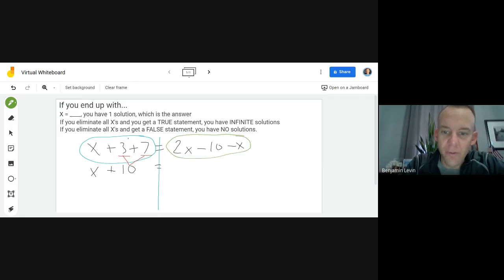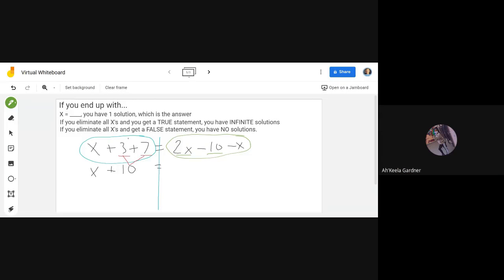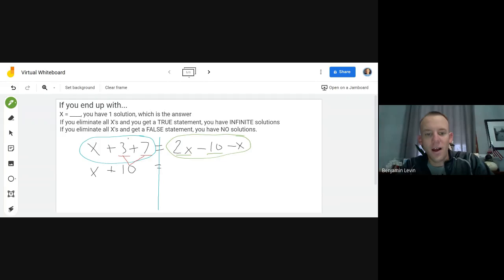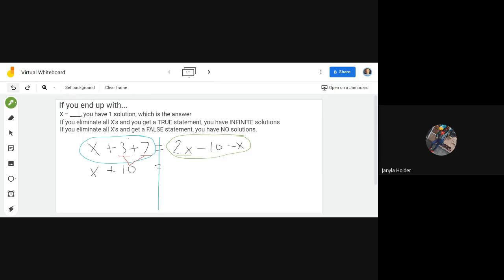What do we have? What can we add together? Can we add 2x and minus 10? I don't think we can. No. Can we add 2x times 10?